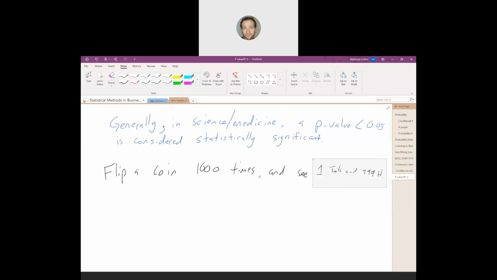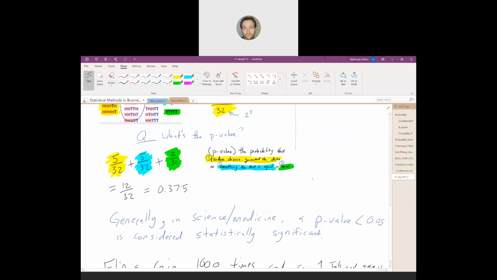So I'm rejecting the idea of the fair coin. And I feel comfortable doing that because the probability of this happening with a fair coin is so low. So let's show that with the p-value really quick. I'll do the same thing.